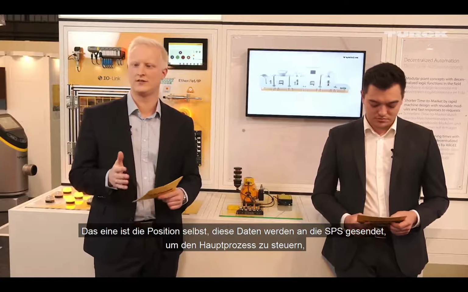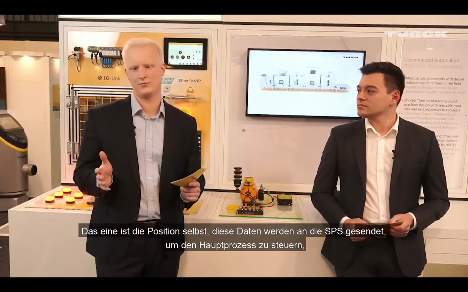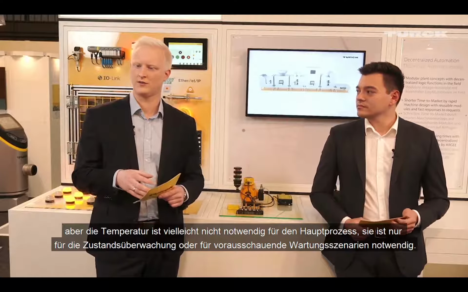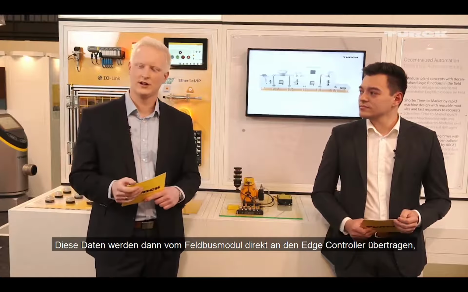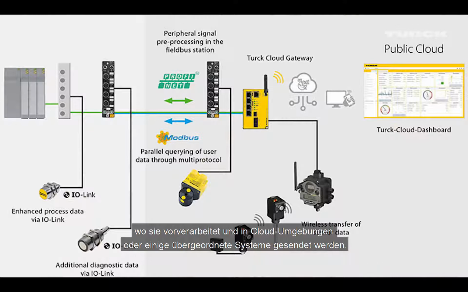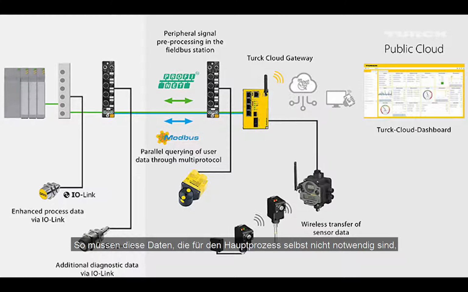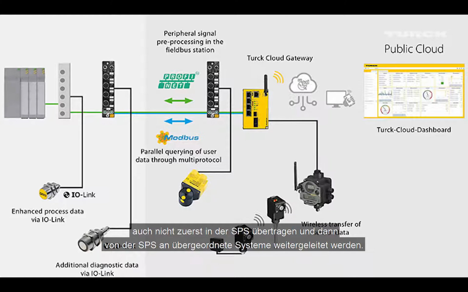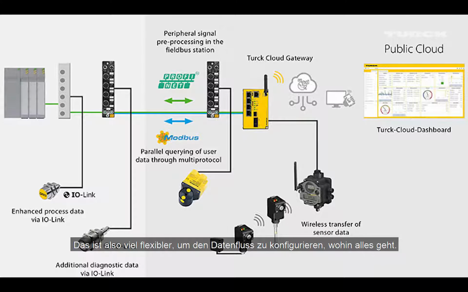So we have two different types of data. One is the position itself. This data is sent through the PLC to control the main process. But the temperature is maybe not necessary for the main process. That is just necessary for condition monitoring or predictive maintenance scenarios. This data is then transmitted from the field bus module directly to the edge controller, where it is pre-processed and sent into cloud environments or some higher level systems. So this data, which is not necessary for the main process itself, also does not need to be transmitted first to the PLC and then forwarded from the PLC into upper level systems. That is much more flexible for configuring the data flow, where everything is going.